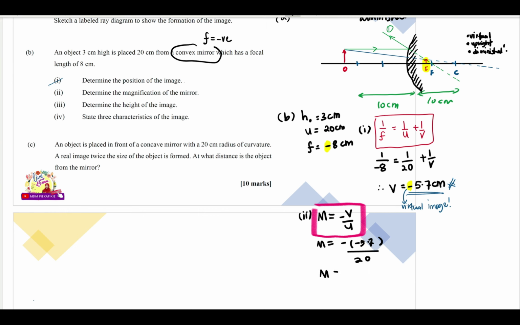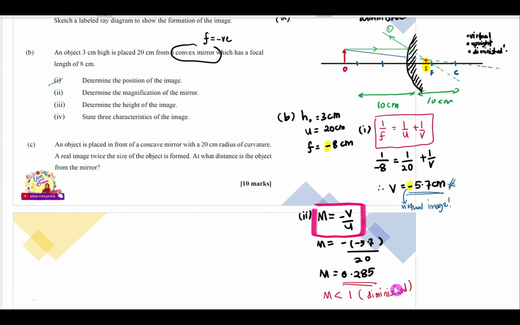So, the answer is 0.285. Okay, jangan letak unit. Tak ada unit, magnification. Jadi, bila magnification dia 0.285 means that magnification is less than 1. So maknanya dia objek ini adalah diminish. So dia betul lah menepati apa kita punya discussion tadi lah. Convex mirror, image yang terbentuk mesti virtual, upright and diminish.